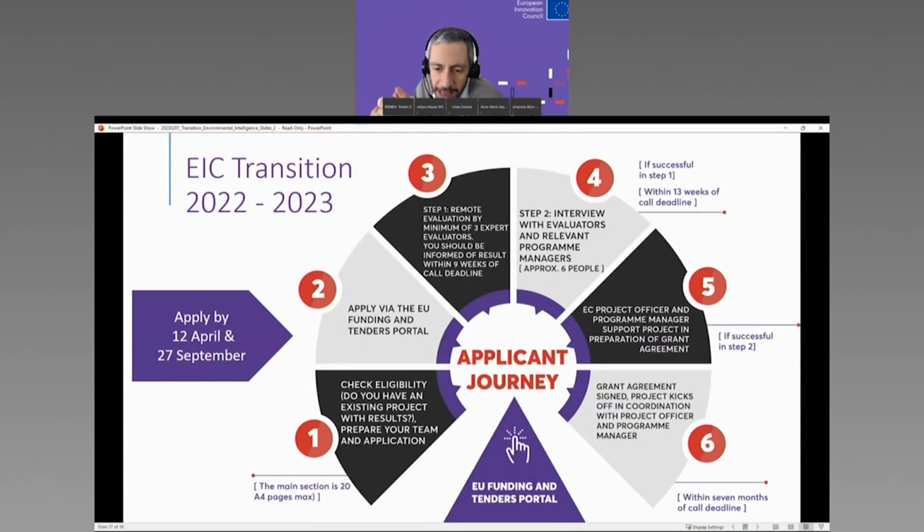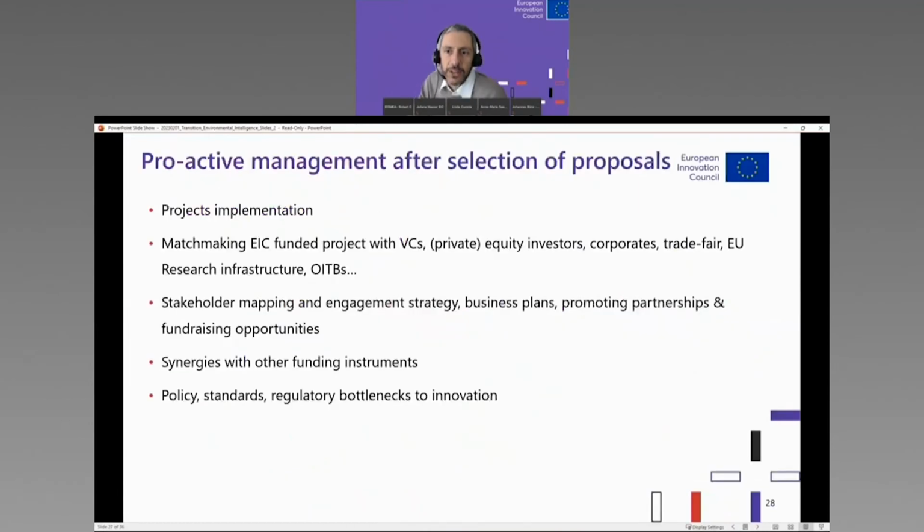So the first step: have a look at the call, and go on the EIC website to look at the EIC Info Day, where there is more relevant information on the transition. Look at the call very carefully. If everything is properly within your ideas linked to the challenge, then start this 6-step process, and good luck. And now we say a little about what we do as program managers if your project is selected.